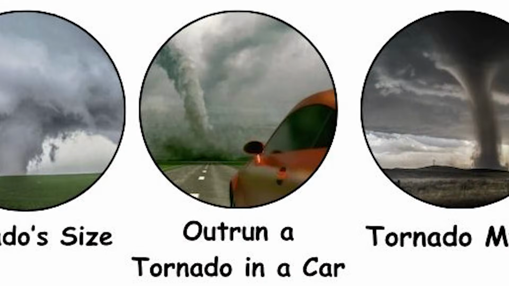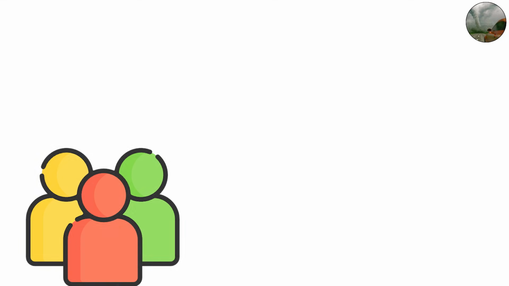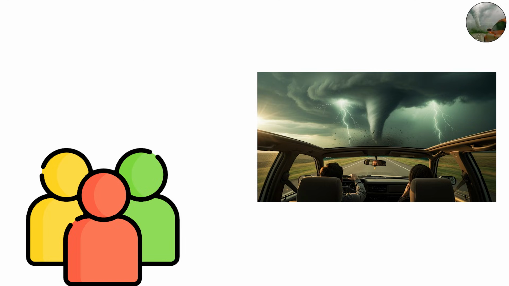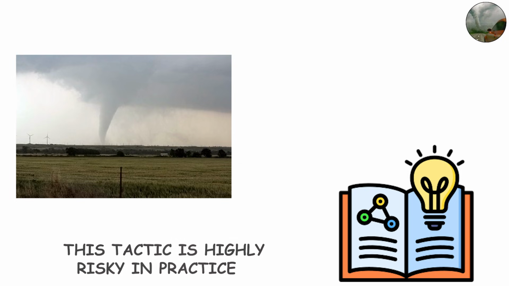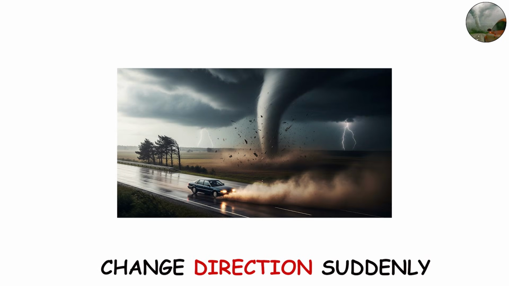You can outrun a tornado in a car. Some believe that driving away from a tornado in a car is safe. While a tornado's average speed is slow enough to allow escape in theory, this tactic is highly risky in practice. Tornadoes can change direction suddenly, and debris or multiple tornadoes in an outbreak can trap drivers.